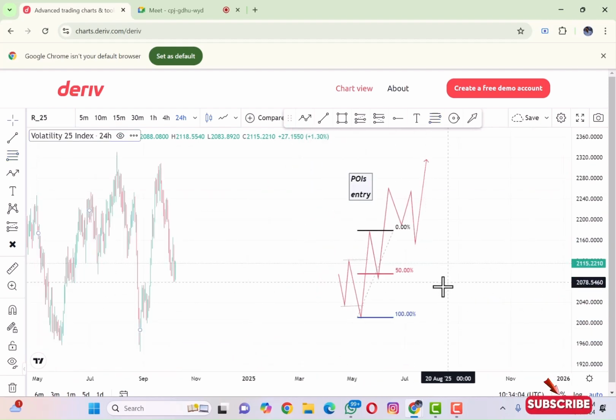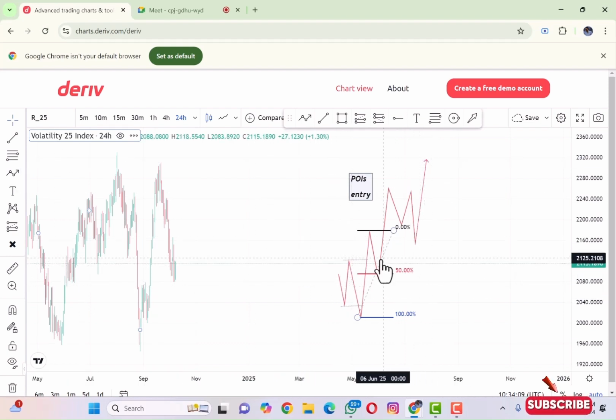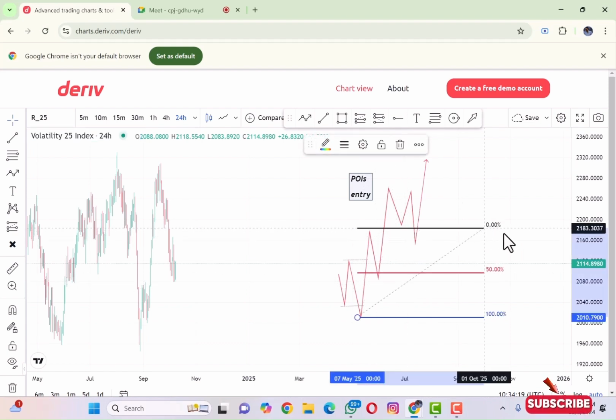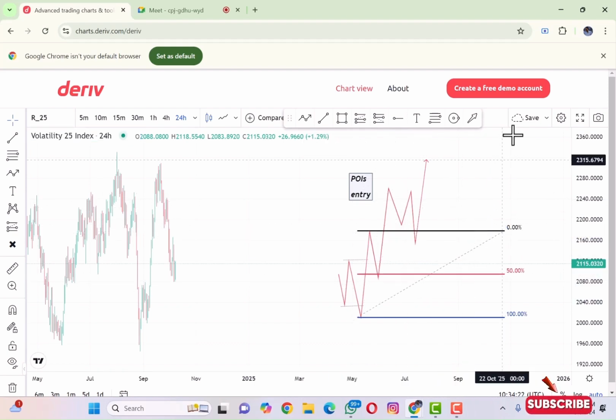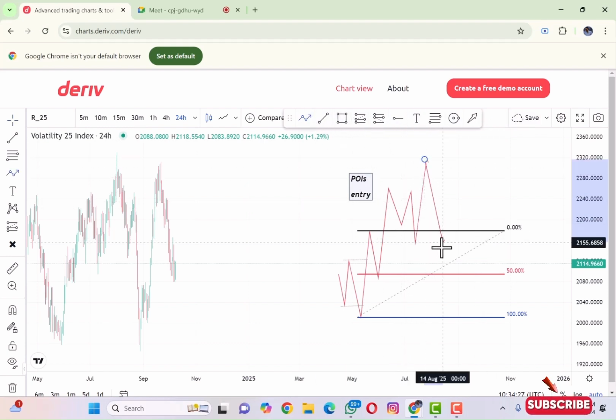So the expectation, from what we have learned about premium and discount, is that we should look for a buy entry from a discount zone and a sell from here. That means, by virtue of what premium and discount is telling us, if price comes in here, we want to look for a buy. But the question is, where exactly inside this zone should we look for this buy?